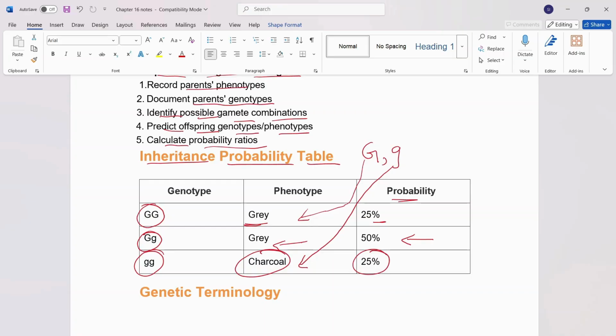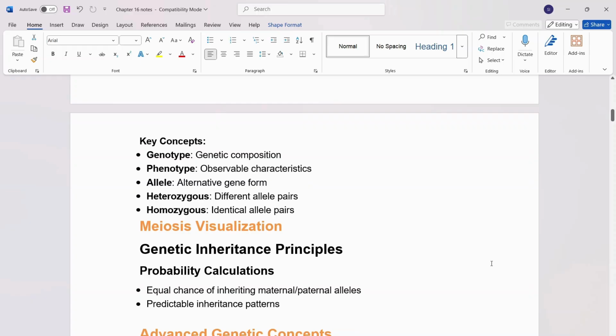Like this you can make the combinations of parents' genotypes and phenotypes as mentioned earlier, and you can also predict the probabilities. Some genetic terminologies: genotype is genetic composition, phenotype is observable characteristics. So you can say that these are the physical characteristics, called the phenotype, and if it is the genetic composition, the genes, then it is the genotype. Allele means alternative gene form. Hetero means different. Heterozygous means different allele pairs, and homozygous means identical allele pairs.